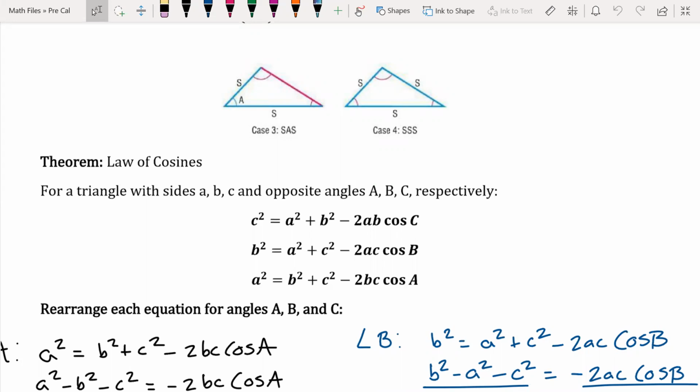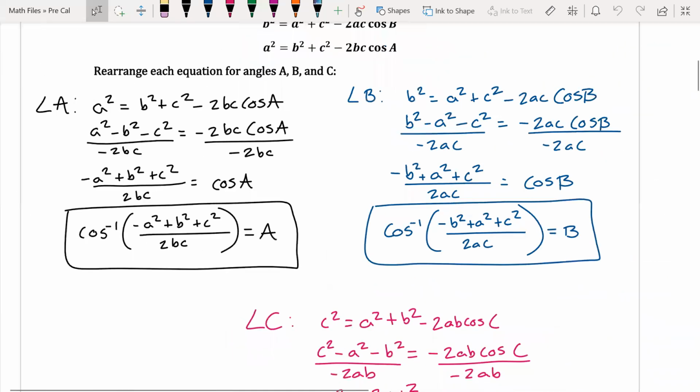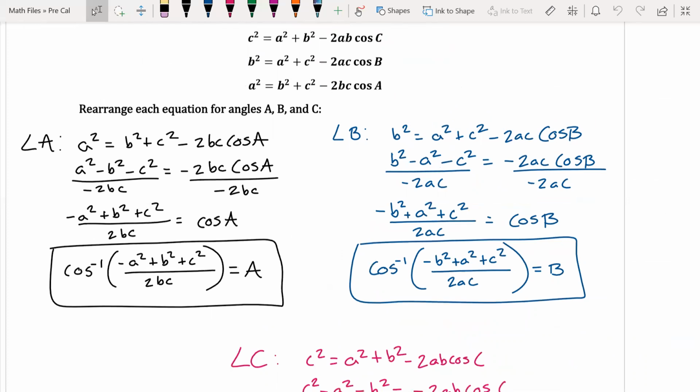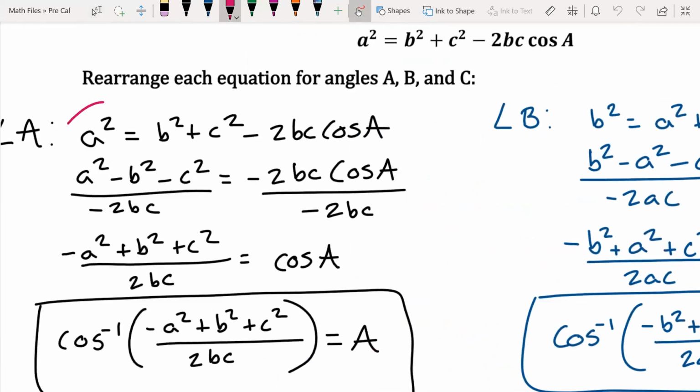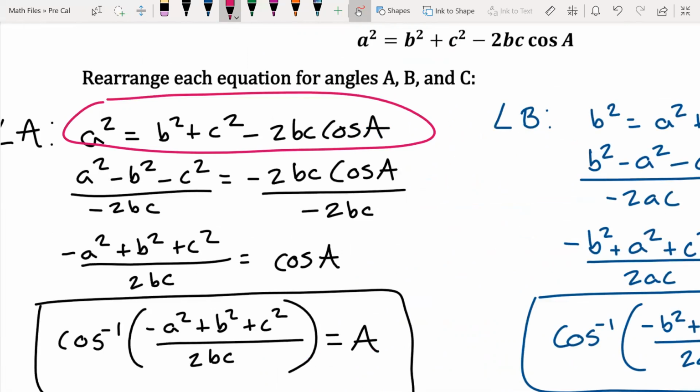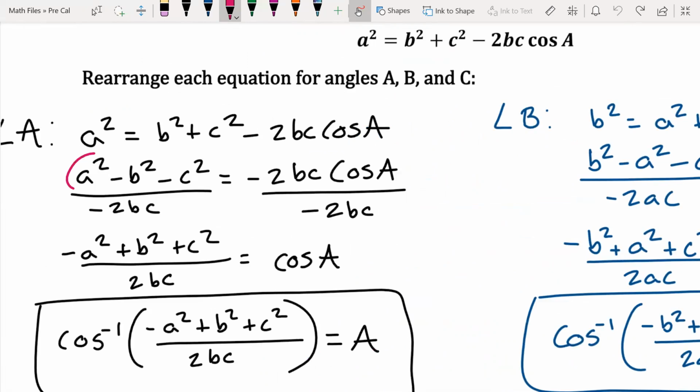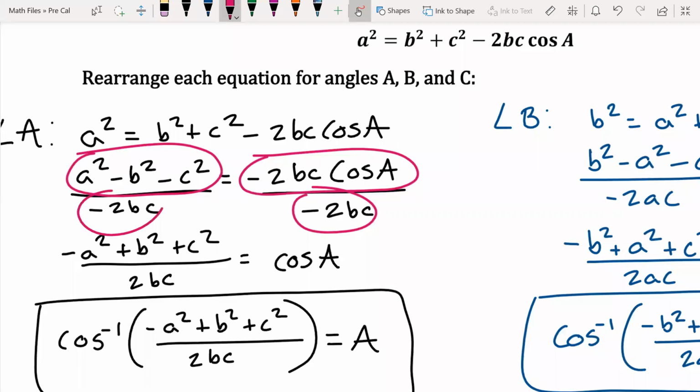Okay. Now, what we want to do is rearrange all these equations to solve for angles A, B, and C. Well, I went ahead and saved us some time and did it already. So let's just look at angle A. When you start with A squared equals B squared plus C squared minus 2BC cosine A, the first thing you do is move B squared and C squared over to the left, which would get us here. And then you would be left with negative 2BC on the right side, and you would divide by negative 2BC, which is there and there.